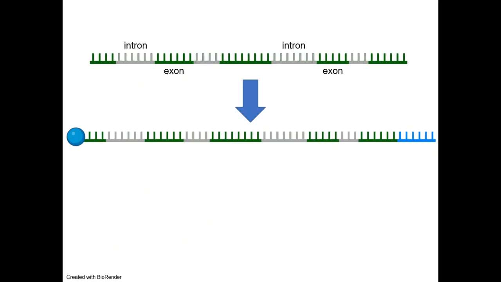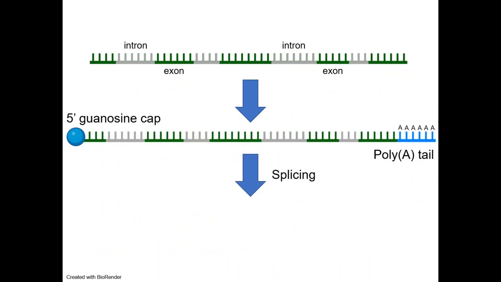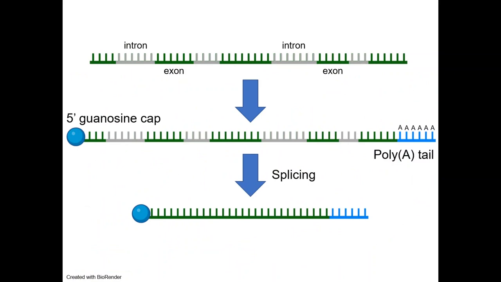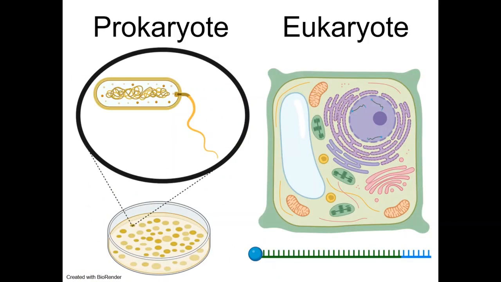In a eukaryotic cell, the new mRNA strand will have a 5' guanosine cap and a 3' poly A tail added. After this, the introns are spliced to form a mature mRNA. In prokaryotes, there is no nucleus, so the ribosomes can bind directly to the nascent mRNA, starting translation before transcription is complete. In eukaryotes, the mature mRNA must pass through the nuclear pores and be delivered to the ribosomes in the cytoplasm.